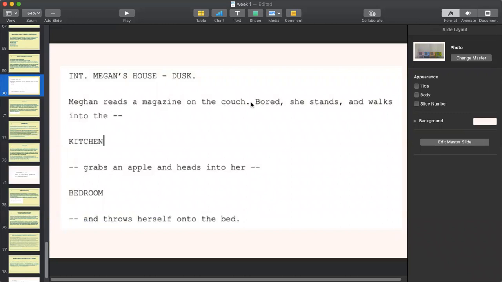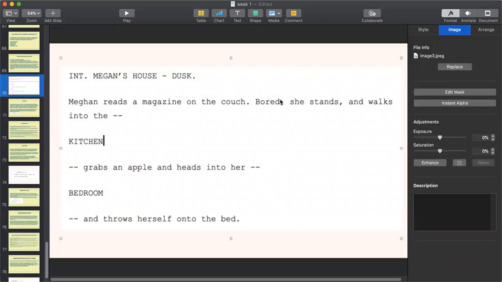Megan reads a magazine on the couch, bored. She stands and walks. So she is feeling bored. So what she does, she stands and walks into the kitchen, okay, grabs an apple, heads to her bedroom, and throws herself on the bed. So automatically it shows the character is feeling bored. Oh, I don't know what to do. I'm just lying down. I want to eat an apple, kind of that.